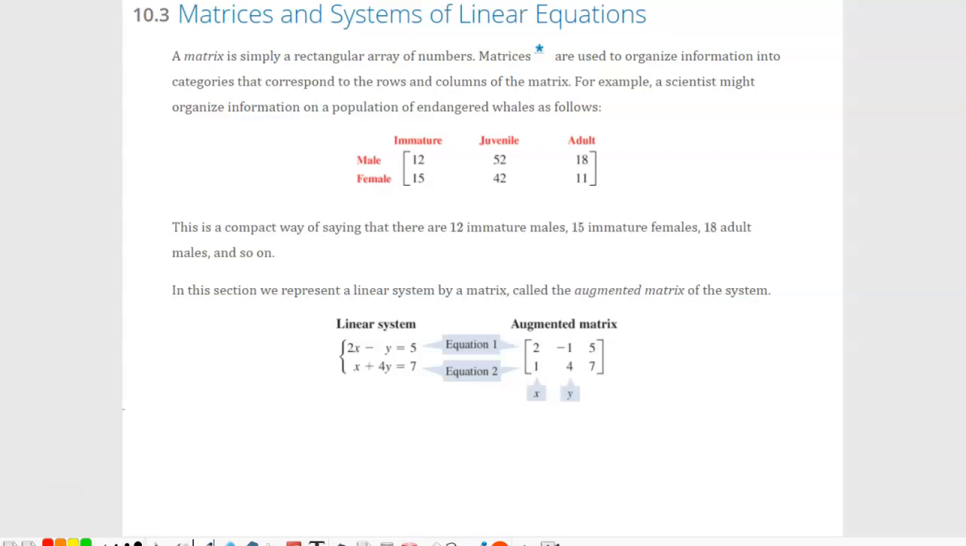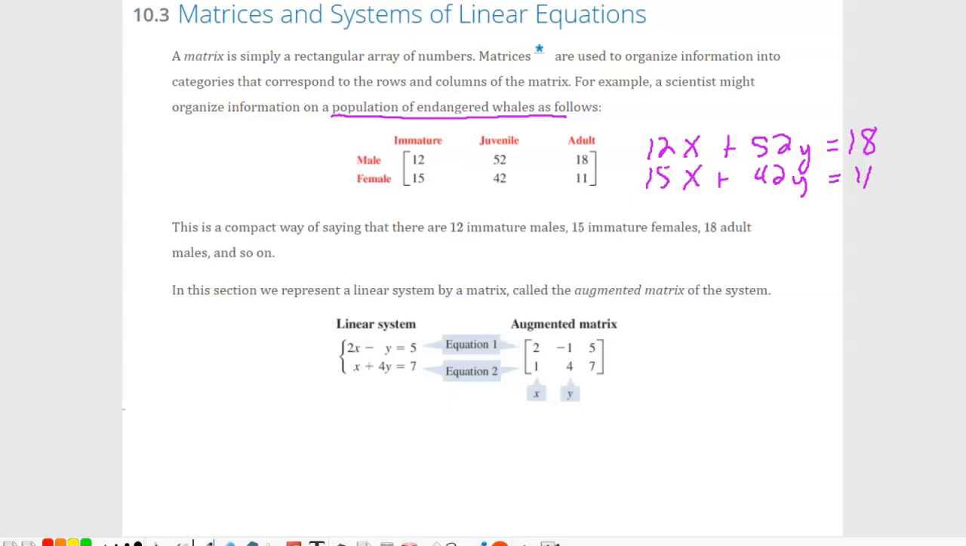So for instance, I have an example here: male, female, immature, juvenile, adult. And this is talking about a population of endangered whales. But anyway, this literally could be like 12x plus 52y equals 18, and then 15x plus 42y equals 11. So that's literally your system of equations.